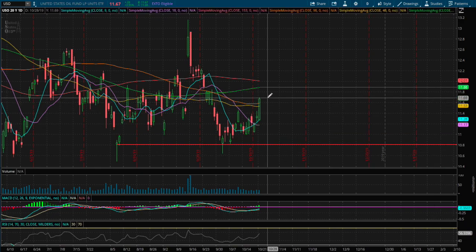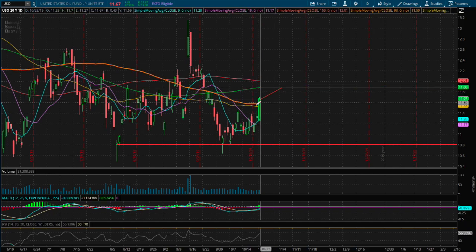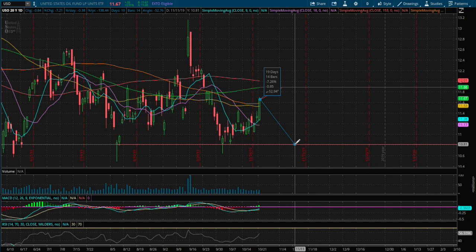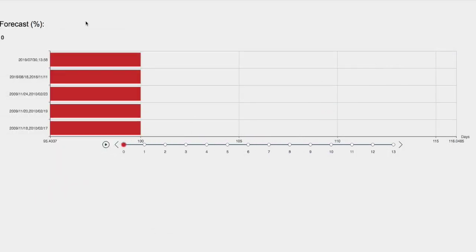So if we were to move on higher, that price movement is roughly around 1.9% to the upside. On the downside, it is roughly 7.3% down. So let's head to the forecast model. So this forecast model is now available for free, so check out the link below. And back to the forecast.